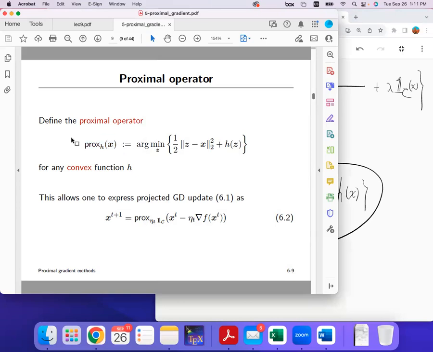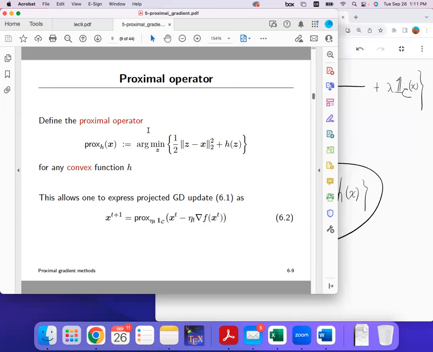So this operator is associated with a function h, which is the regularization that we talked about. This operator will map any arbitrary point x into another point via the following optimization problem. So this operator will map x to the minimizer of this optimization problem. This is what this operator does. Maps x to the minimizer of this quadratic optimization problem regularized by h function.